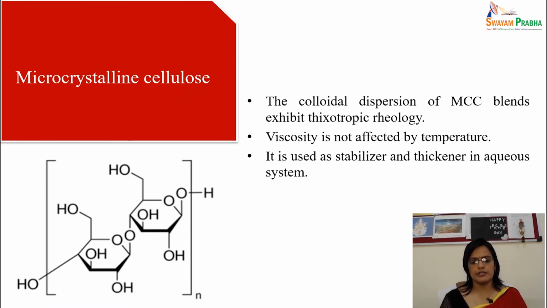MCC, this is the structure, microcrystalline cellulose. The colloidal dispersion of microcrystalline cellulose blend exhibits thixotropic rheology. So viscosity is not affected by temperature. It is used as a stabilizer and thickener. The beauty of microcrystalline cellulose is that its viscosity is not affected by temperature. That is why it is used as a stabilizer and thickener in aqueous systems.